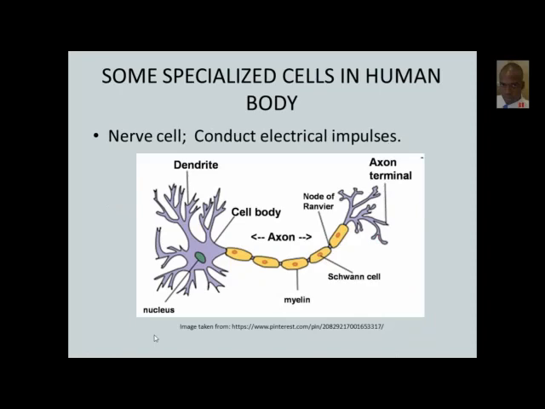Now here are some examples of specialized cells in the human body. The first one we're looking at here is the nerve cell. The nerve cell has one duty, and that duty is to conduct electrical impulses. If you look at the diagram, you see that this cell is very unique. It has some little antenna-looking sections on it. We call those dendrites, and we have the axon, cell body, and so forth. So you can take an image of this. You can make drawings in your notebook so that you can recall what the nerve cell looks like, and more importantly what the function of the nerve cell is.